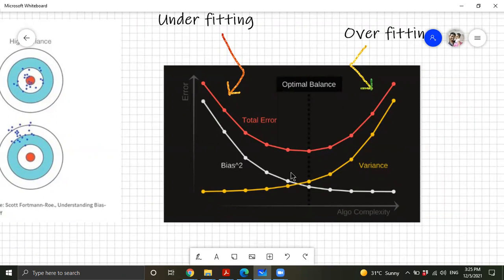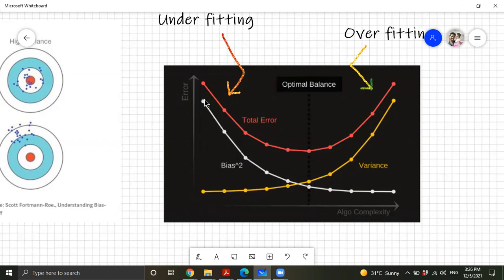Not an issue, right? So when the algorithm complexity increases, that means you make it a non-linear model, or increase the number of layers in a neural network on the deep learning side, right? And that way the error will be reduced. So if we increase the algorithm complexity, the bias will be reduced, and at the same time the variance will increase. But what we need is the addition of the squared bias and variance to be low.